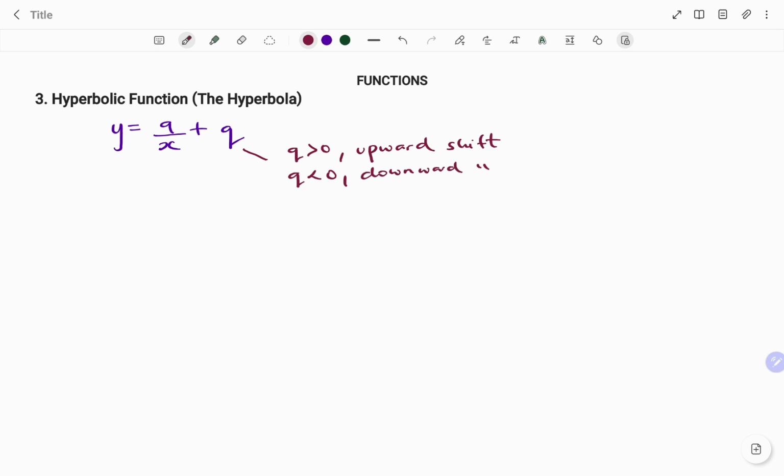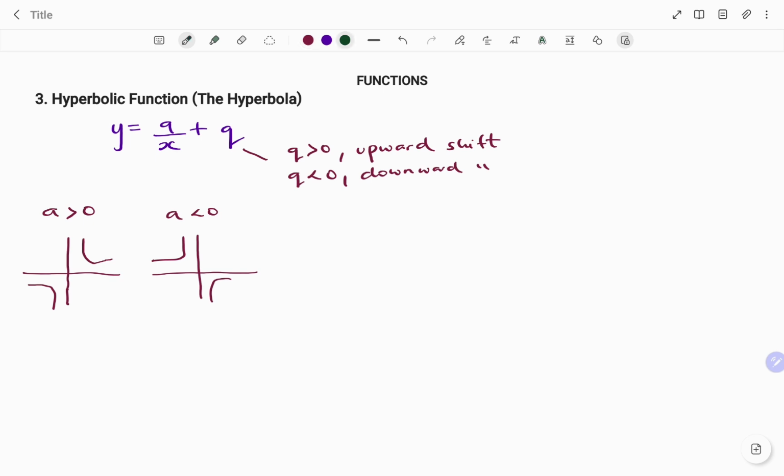Going to the value of a, like we explained in a parabola, the value of a determines which quadrants a graph will be located in. So if a is greater than 0, the graph is going to be located in the first and the third quadrant. But if the value of a is less than 0, then the graph is going to be located in the second and the fourth quadrant.